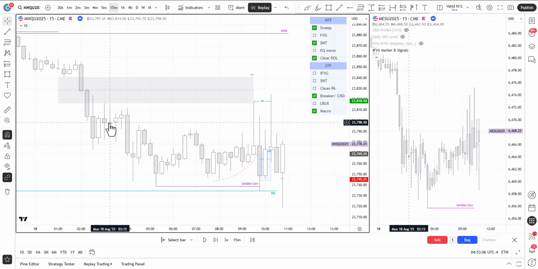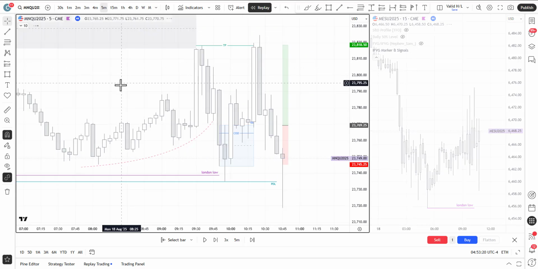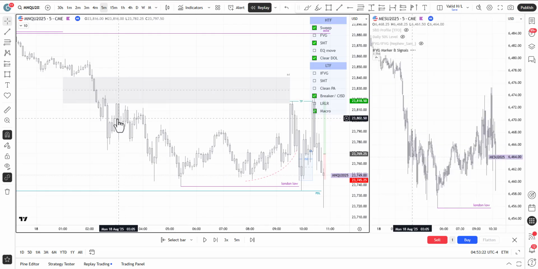This was here. It took out Asia low here. Oh no, actually Asia low is already printed here. Here it took out Asia low, but there was hardly any response. So not really. Let's go to the 5 minutes. There was hardly any response. So actually it just chopped, broke down.